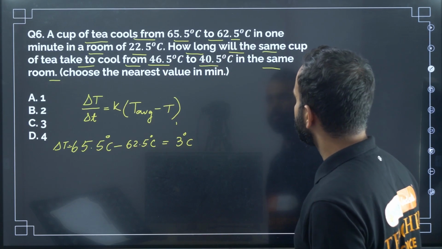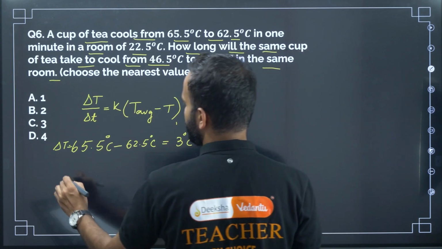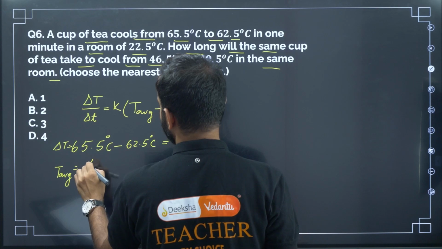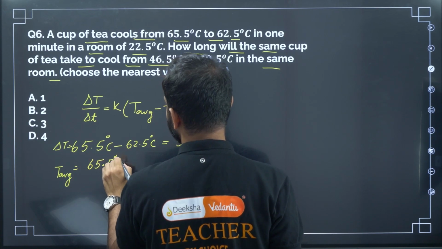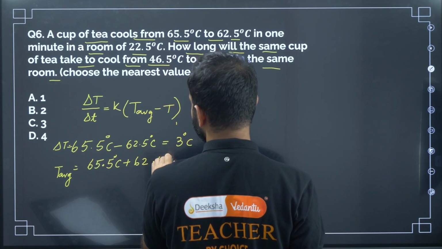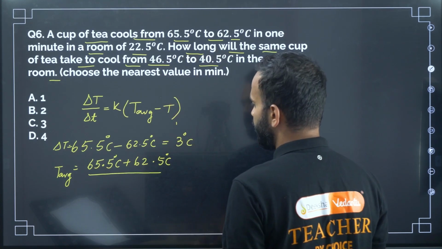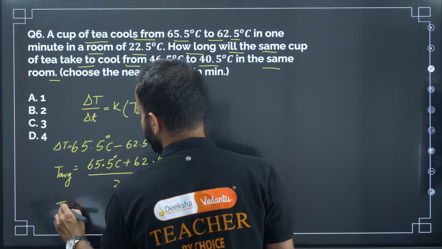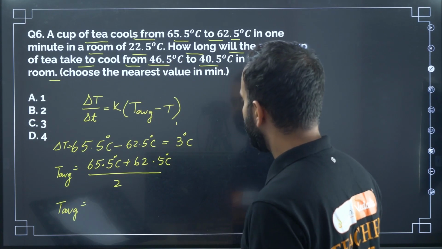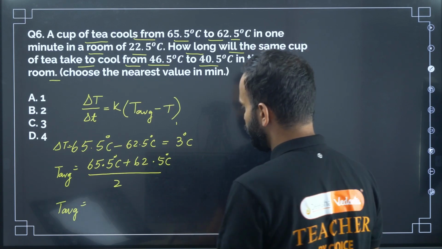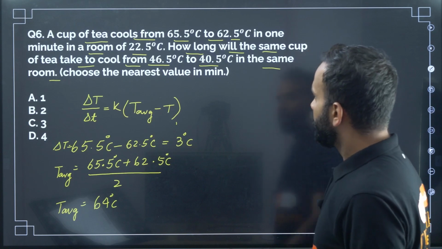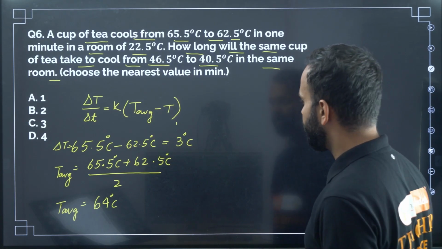So now what is the average temperature, right? So T average is equal to 65.5 degrees Celsius plus 62.5 degrees Celsius divided by 2. So now T average is equal to 64 degrees Celsius, right? Now delta T is 1 minute, right? Delta T is 1 minute.